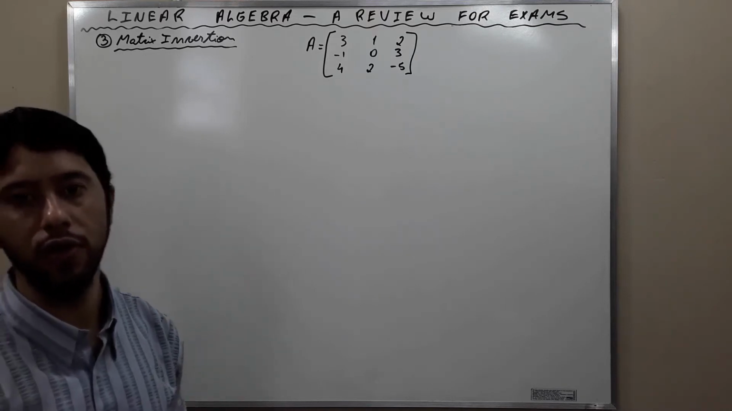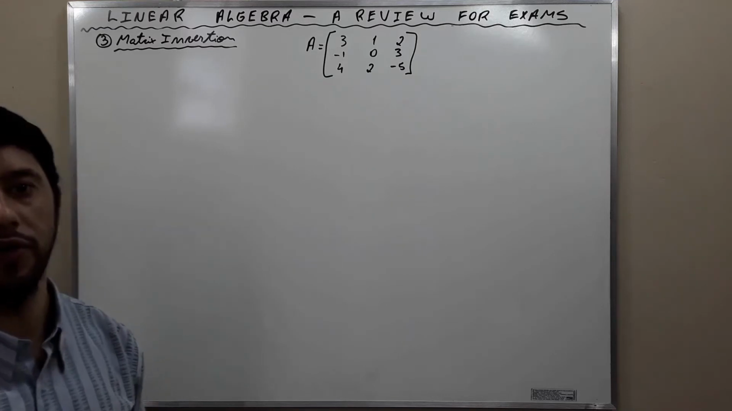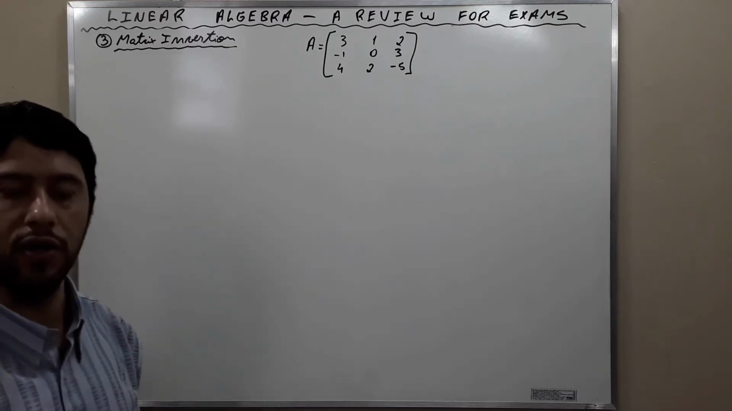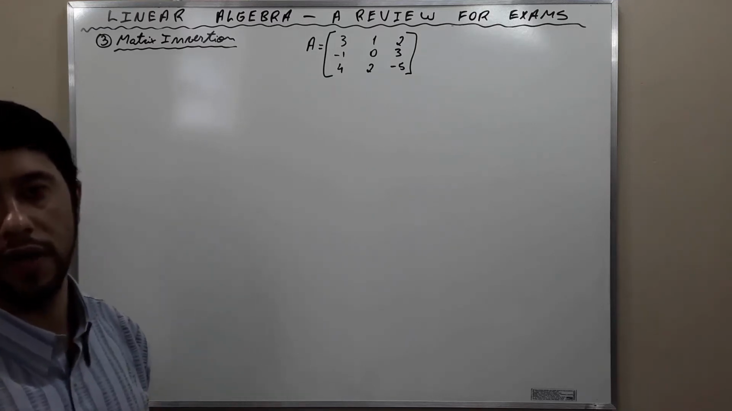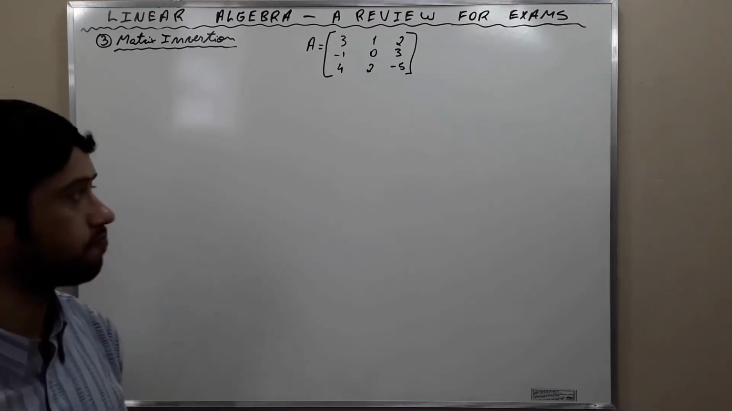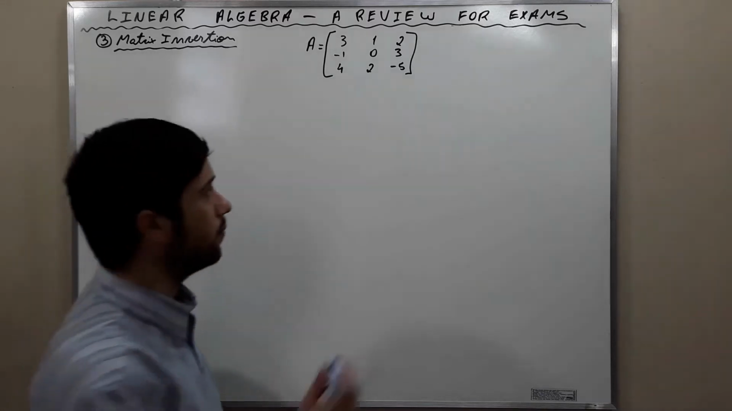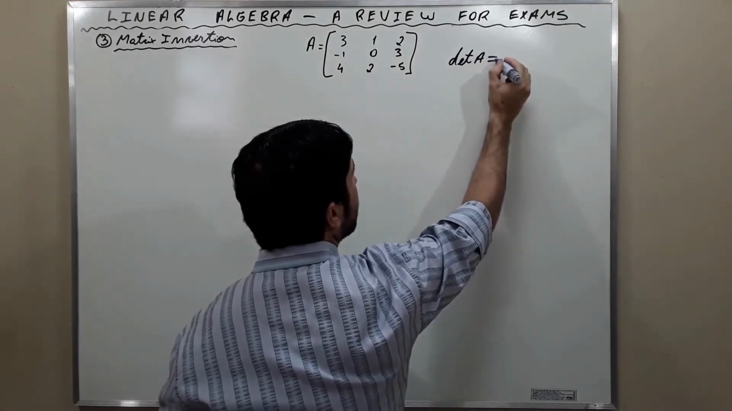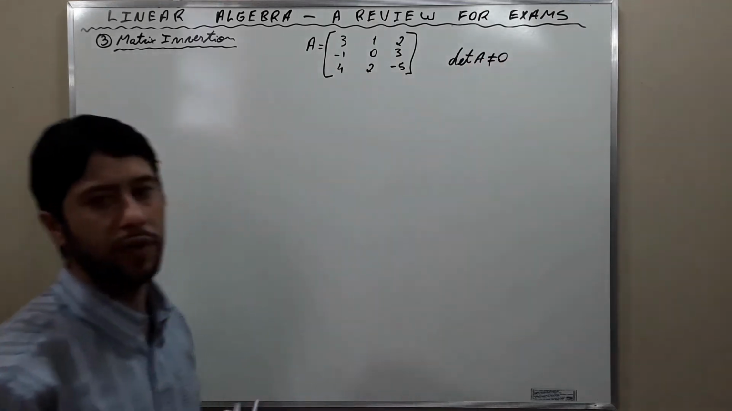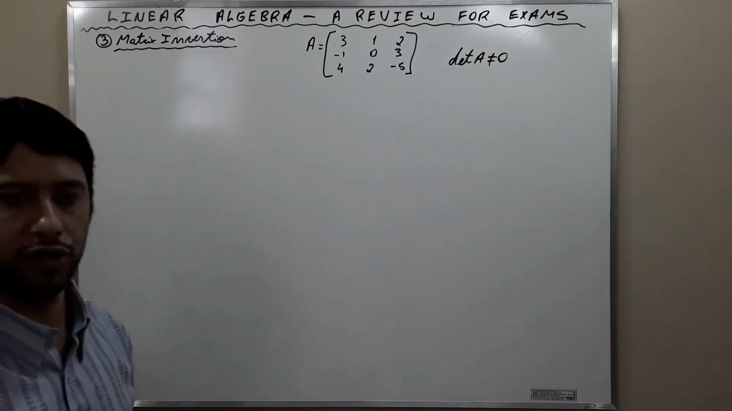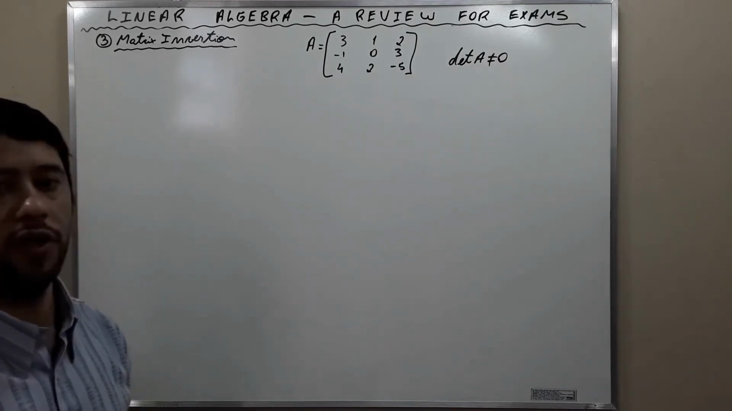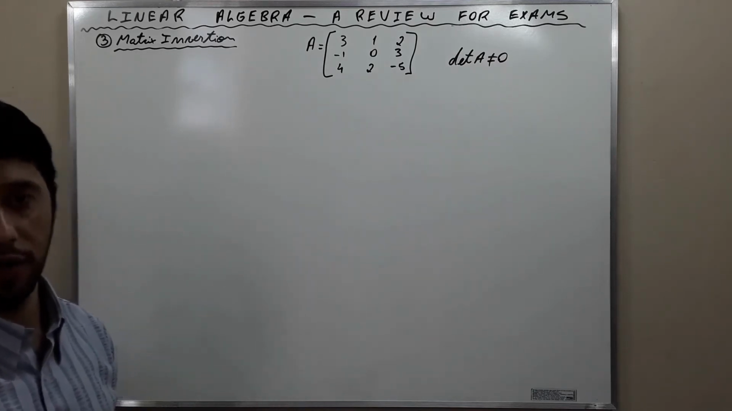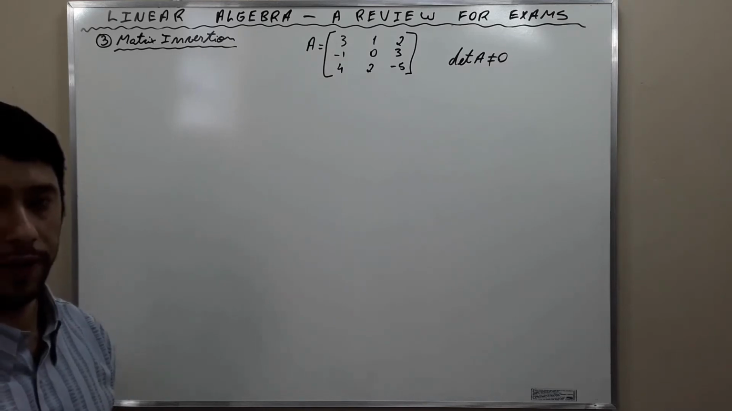But before, we need to know if the matrix is invertible or not. And how do we know whether a matrix is invertible or not? The determinant. If the determinant of the matrix is non-zero, then it is invertible. Otherwise, it is not. Okay?